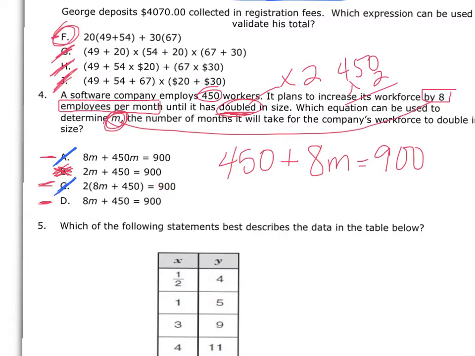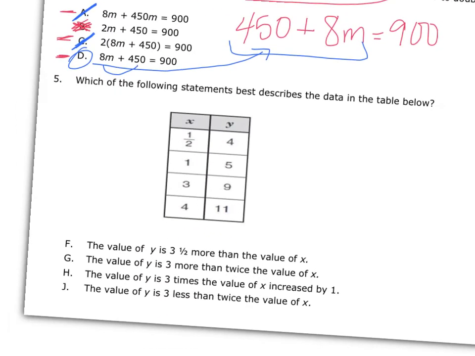So my answer is going to be D, which actually looks almost exactly like what I had written over to the side. But remember, when we add, it doesn't really matter which order we add in, so they just flipped it from what I had written. So there we go.